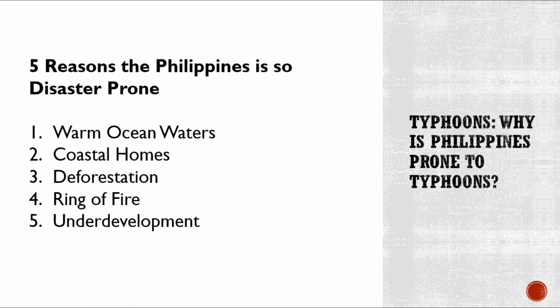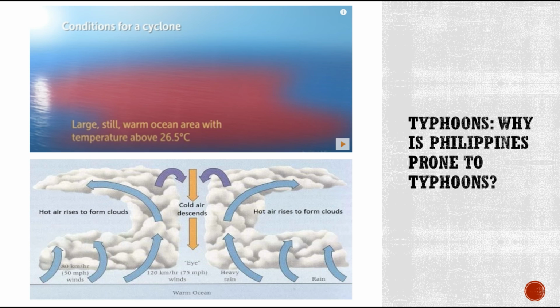Third one is deforestation. Negative effects like the disruption of water cycle and climate change, as we all know. Fourth one, we are located in the ring of fire. We are prone to earthquakes. Fifth one is underdevelopment. Mga bahay or establishmento na gawa sa kahoy na isang hampas lang ng bagyo sira na. Okay, let's now proceed to how typhoon is being developed.